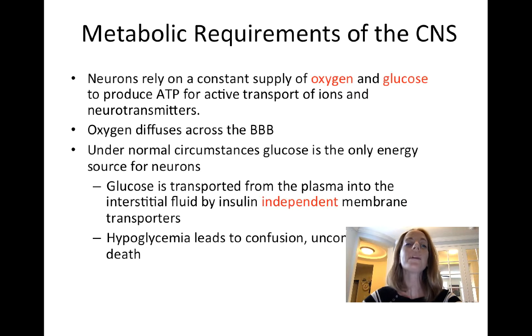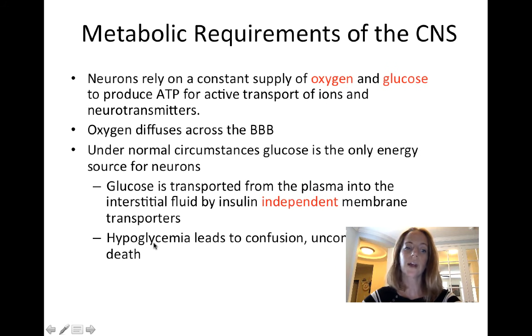So one of the reasons for the tight regulation of the blood-brain barrier is that neurons have very specific metabolic requirements. They are reliant mostly on oxygen and glucose for their metabolism. So the oxygen can diffuse across the blood-brain barrier, and under normal circumstances, glucose will be the only energy source for neurons. So glucose is transported from the plasma into the fluid by insulin-independent membrane transporter. So insulin is not required for glucose to get into the brain.